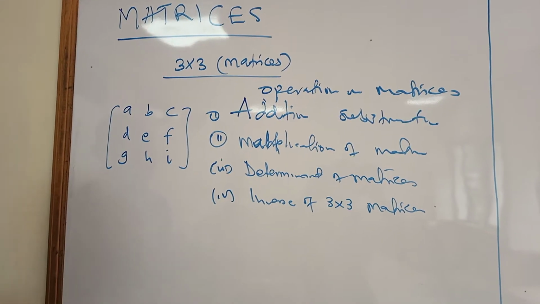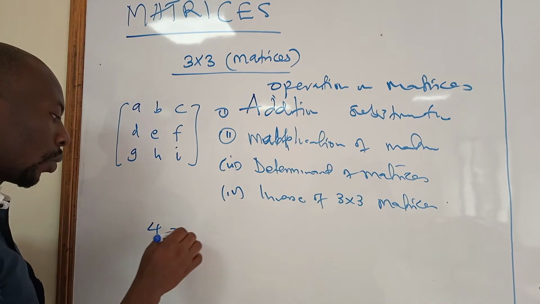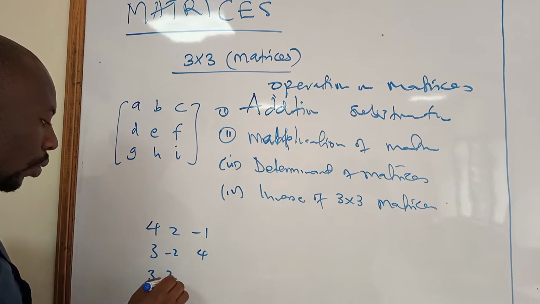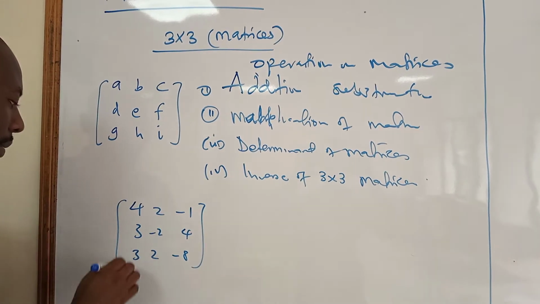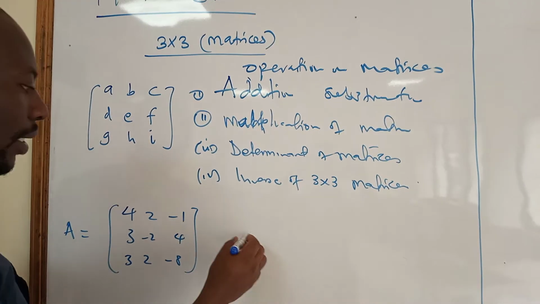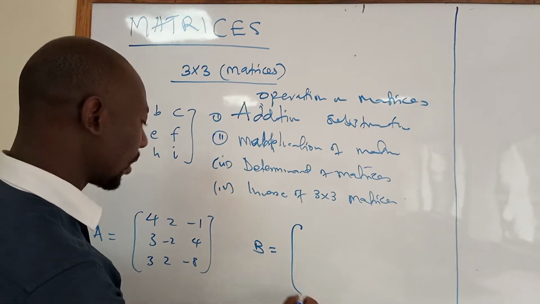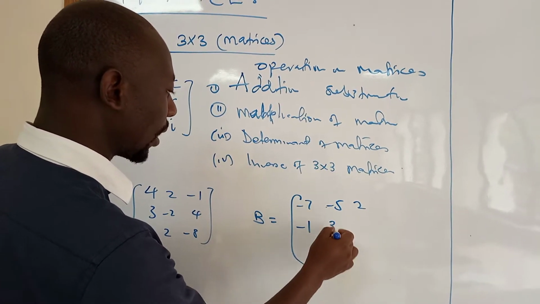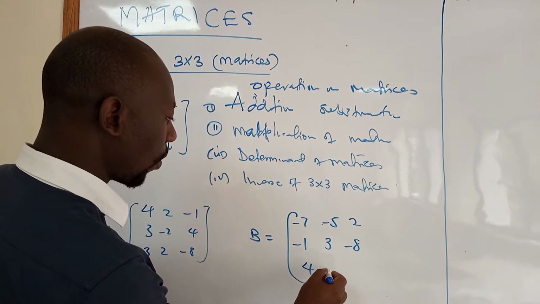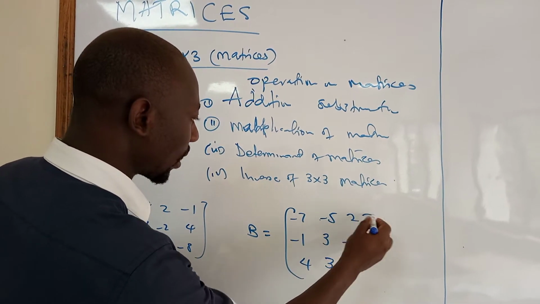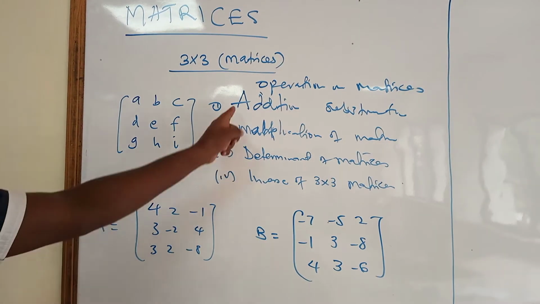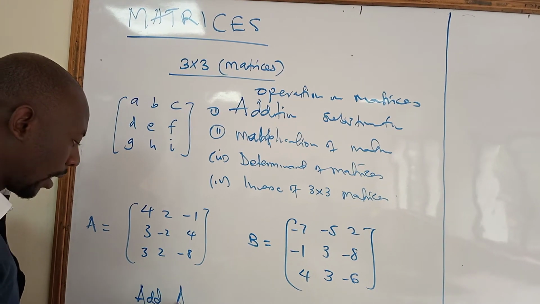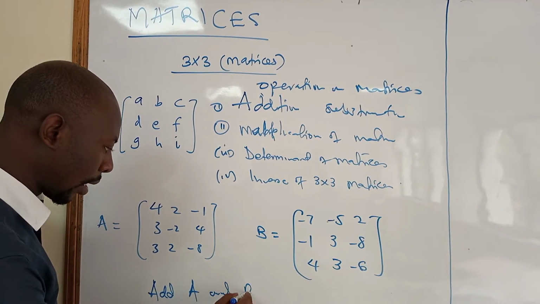So for example, given a 3 by 3 matrix A as 4, 2, -1, 3, -2, 4, 3, 2, -8, and another matrix B given as -7, -5, 2, -1, 3, -8, 4, 3, -6. We are told to perform the following matrix operations. Number 1, add A and B, that is A plus B.